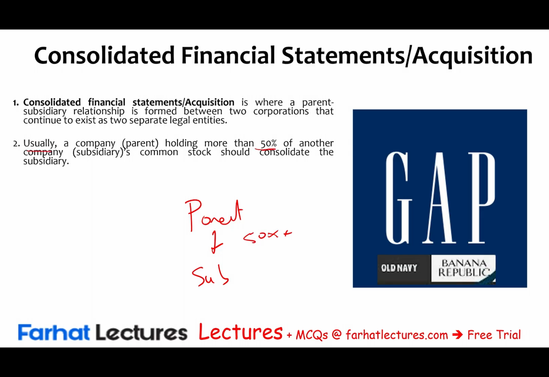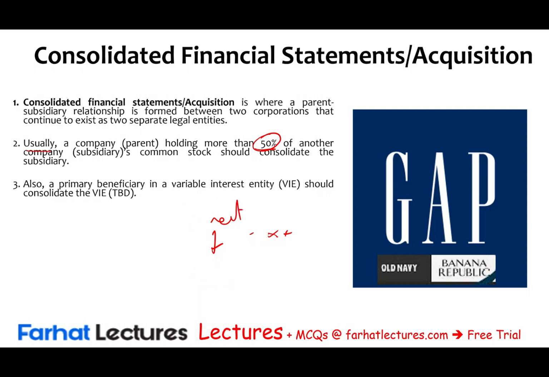That's usually the case because you do have other circumstances where you have control, but we'll talk about that briefly. But generally speaking, when we talk about control from a financial accounting consolidated financial statement, you have to own more than 50%.